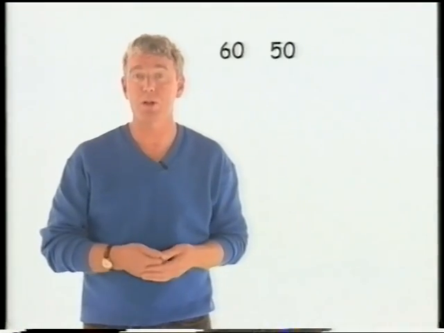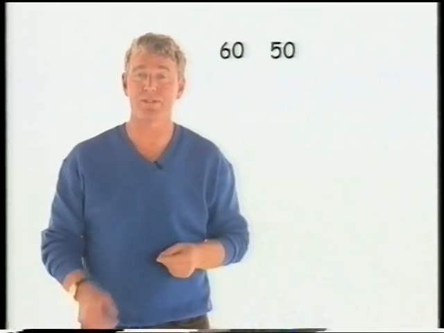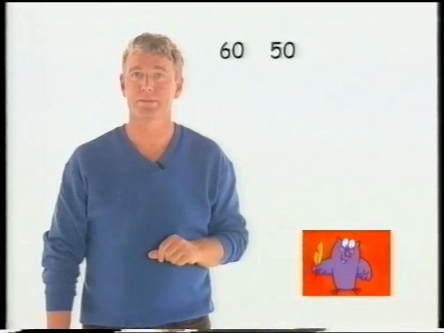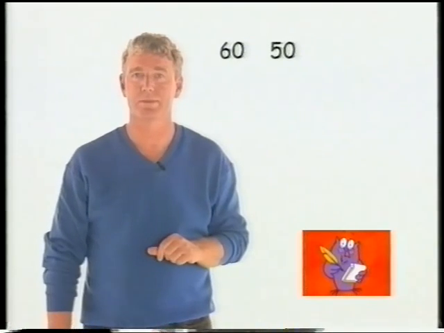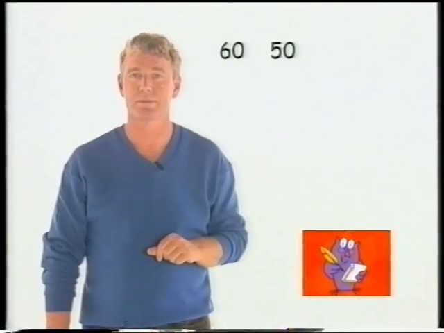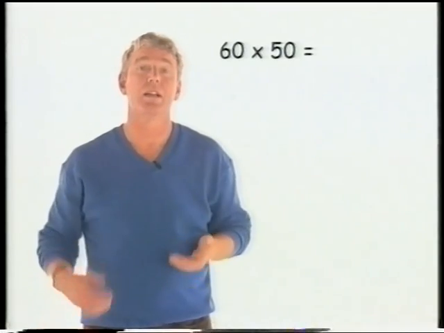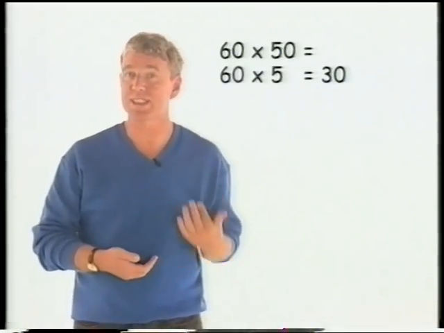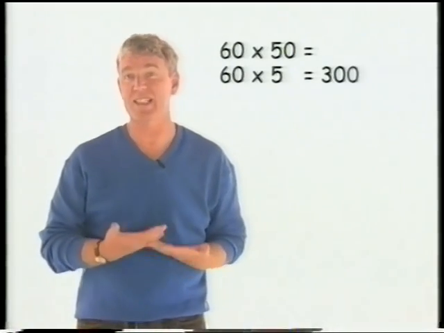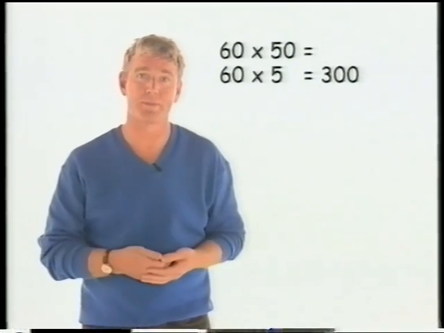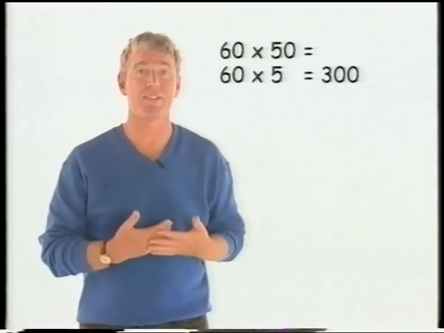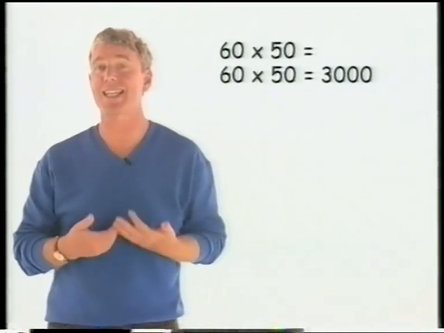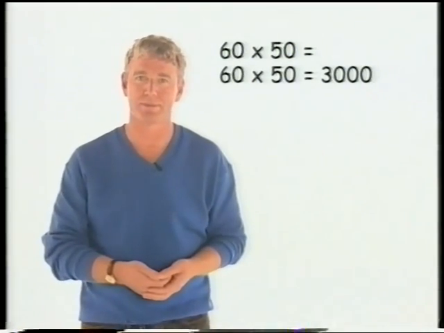Multiply 60 by 50. Six multiplied by 5 is 30, so 60 multiplied by 5 is 10 times that, 300. And 60 multiplied by 50 is 10 times that again, 3,000.